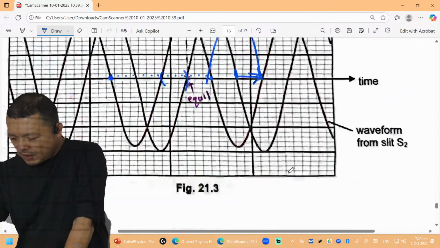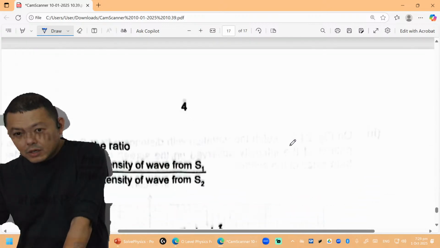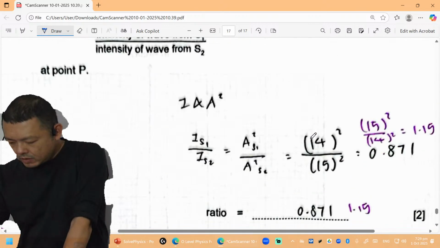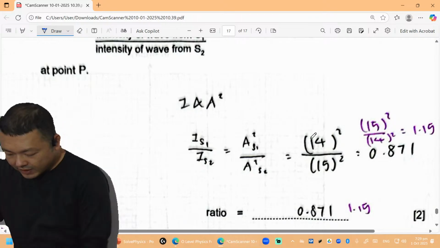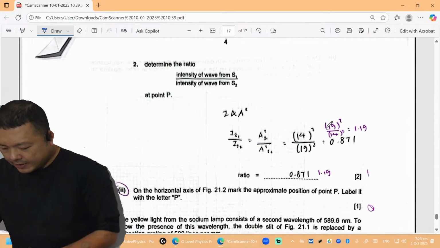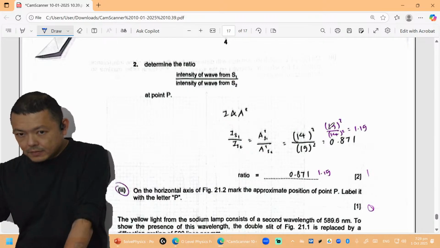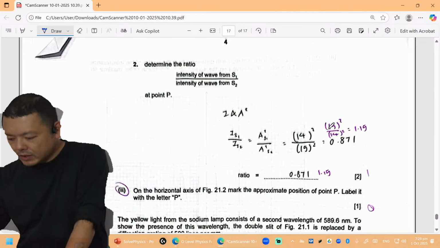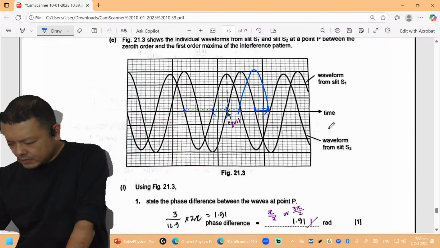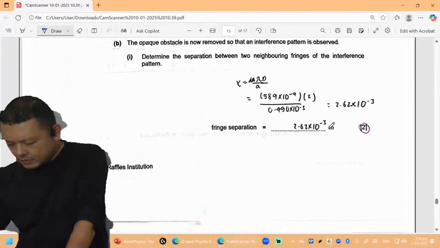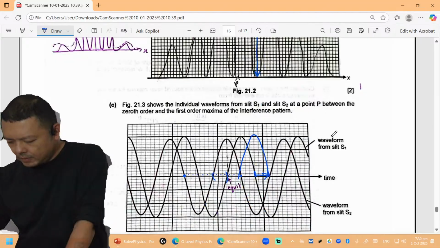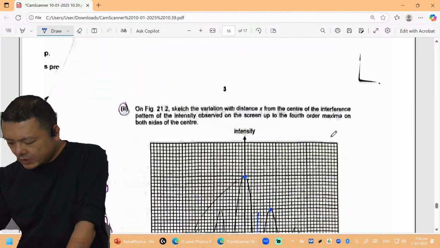You see point P is what? 3 over 2 pi. Yeah, 1/4. Yes, it should be 1/4, not 3/4 though, right? Yes, that's right. It's closer to S1.